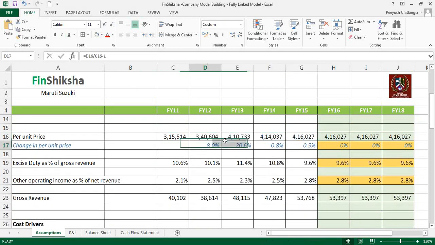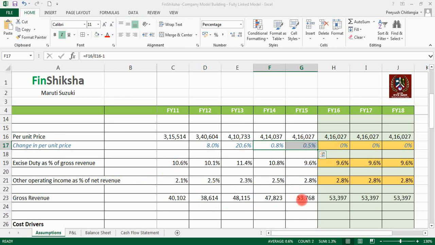Every year, what kind of increase is happening. First year they saw an 8% increase in car price. Second year they saw a 20% increase in car price, and then no increase in the subsequent years. Then what is the excise duty as a percentage of revenue? Around 9 to 10% of their total revenue, the price of the car, they have to pay as duty to the government. Then we just calculated what is the other operating income as a percentage of net revenue.